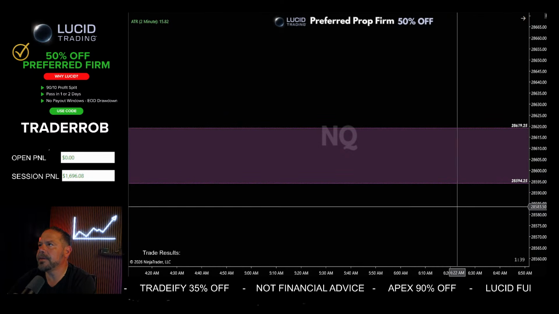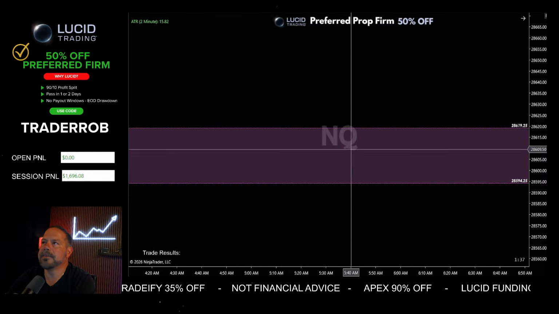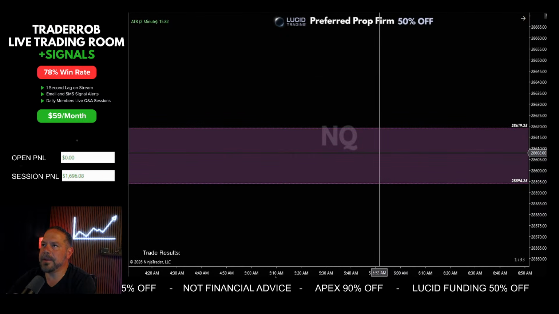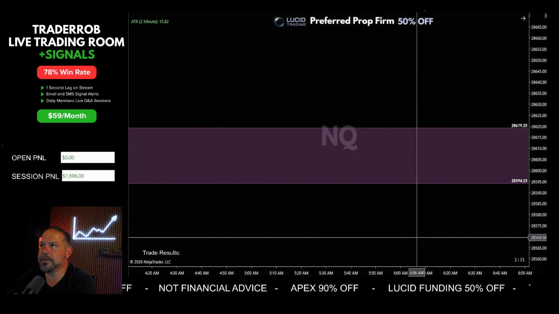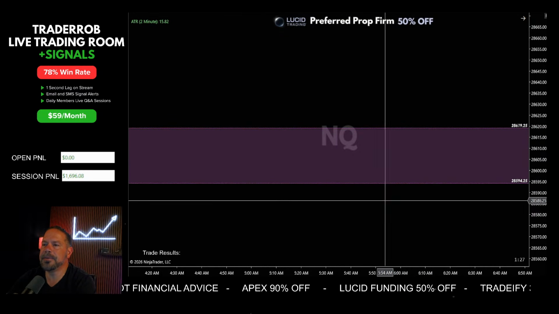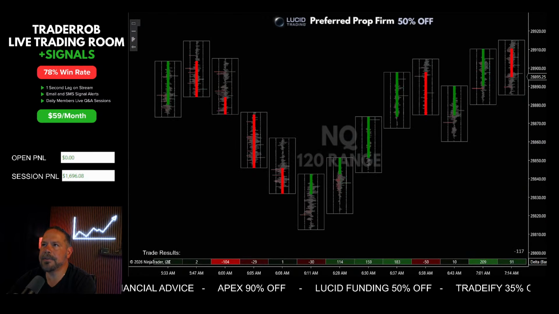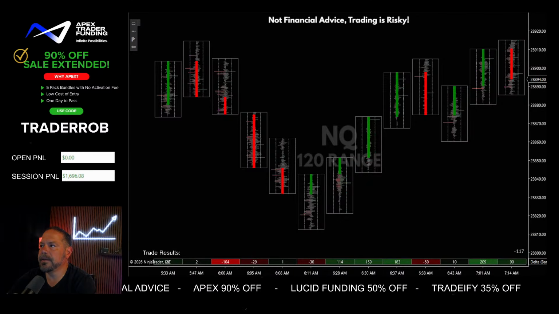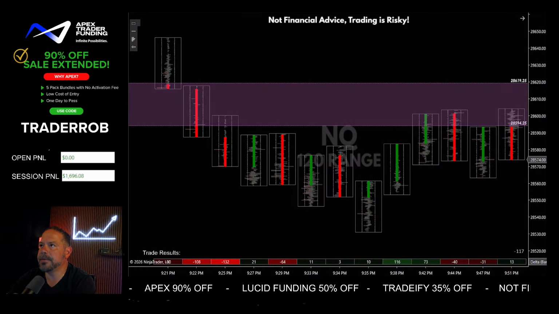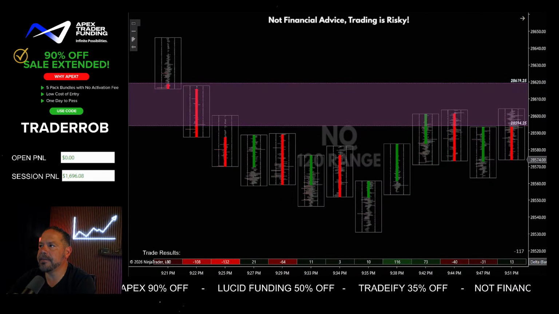Come down just a bit there. Okay. So if we take a look, obviously you guys know my coloring scheme by now. Gold is the 120 range. Purple is the 60 range footprint. So if we start off with the 120, we'll go and see where the origination of this purple band sits.